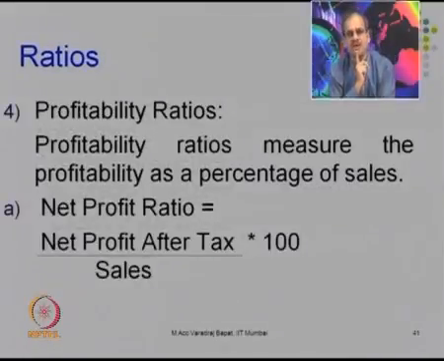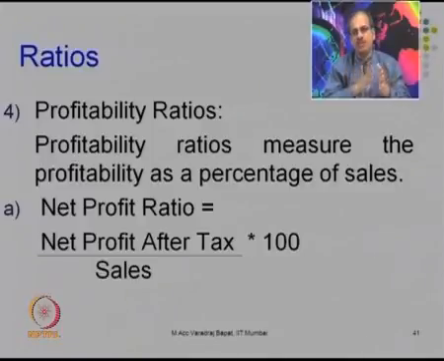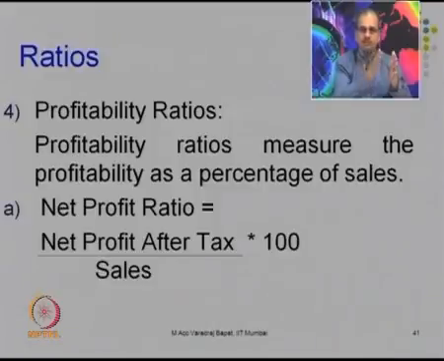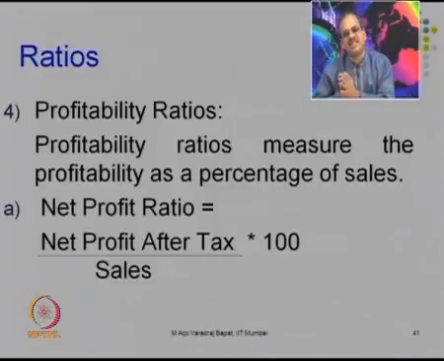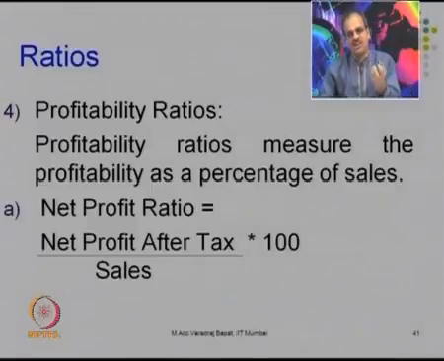Now, the next important type of ratios are profitability ratios. Every stakeholder, practically, from the owners to bankers and employees, is interested in profitability. Profitability ratios try to find how much profit is earned by the company vis-a-vis the sales generated. One of the important profitability ratios is the net profit ratio. It tries to find net profit after tax as a percentage of sales.